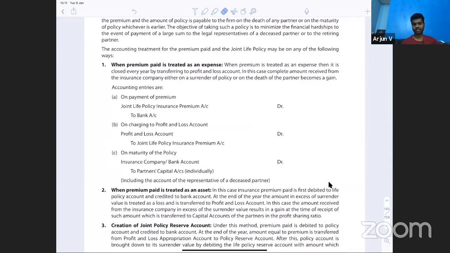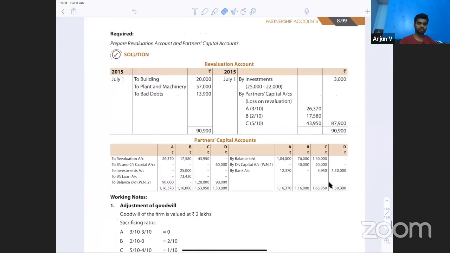Okay, we'll do illustration number 6 and then we'll move to joint life policy. Joint life policy is something which is going to be common between retirement and death. So let's look into this illustration number 6.